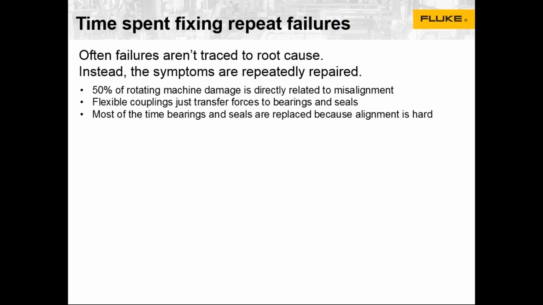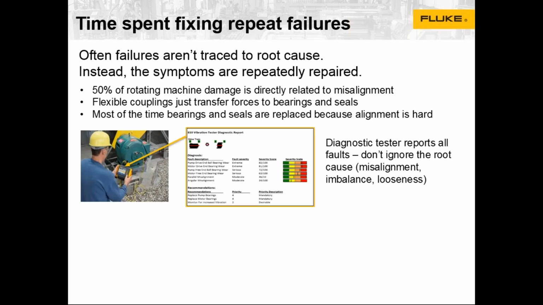Then we started finding out that it wasn't the bearings. We started aligning machines, and we started balancing machines. When we did that, bearings lasted for years and years. So that's what we recommend. So it's kind of a two-step process. The first step is we need to find out what our faults are.